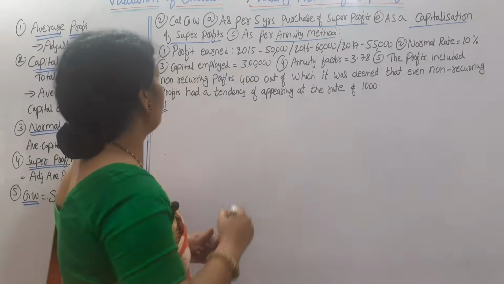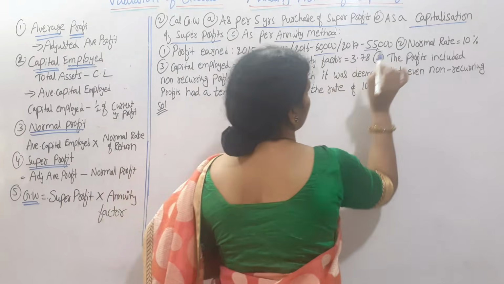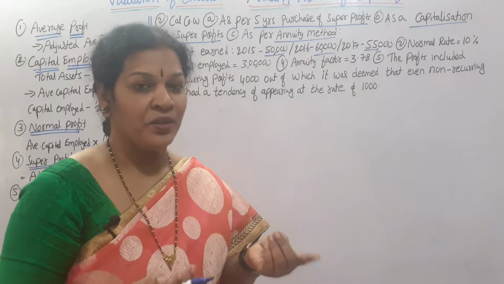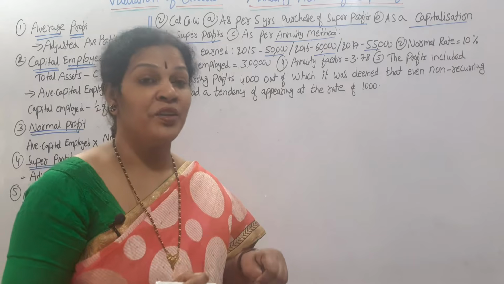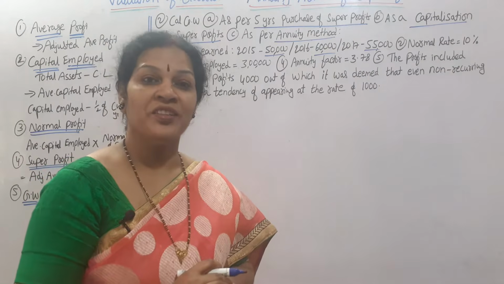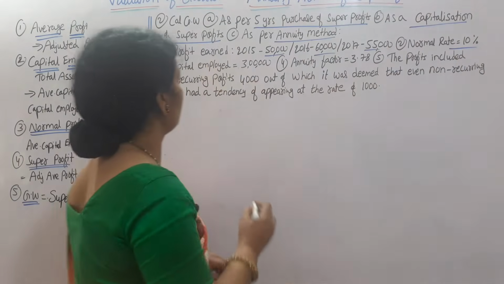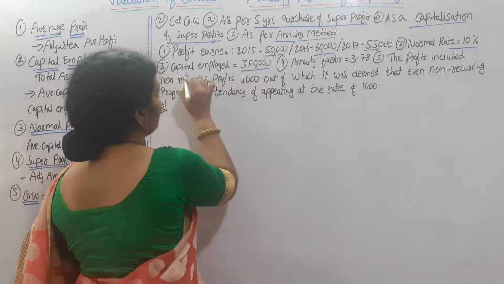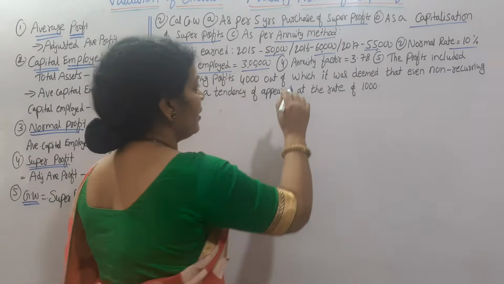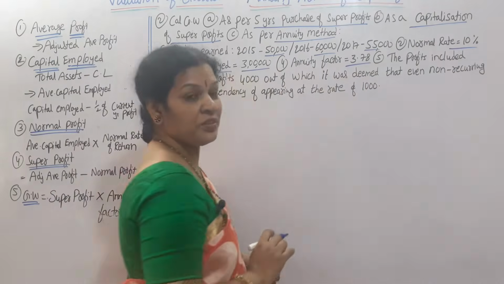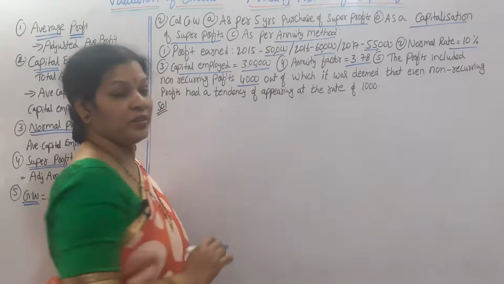What is the information given? Profit earned in the first year, second year, third year. 3 years profits are given. You have to calculate the average profit. If any adjustments are there, we will do them. Then we will be getting the adjusted average profit. Next, normal rate is given to us, 10%. Capital employed is given, no headache, simple problem. Capital employed is 3 lakh. And annuity factor 3.78. The profits included non-recurring profits of 4,000.